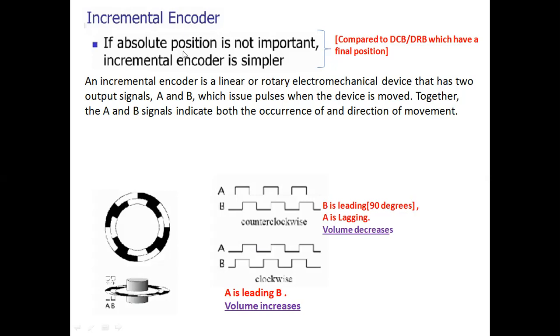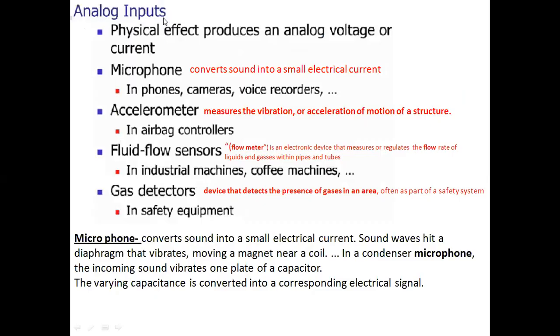So you can explain these two figures for the incremental encoder. There we are interested not in the last position or the final position, but in the increase or decrease of some parameter like voltage or frequency. Till now we have seen the keypad, the knob, and the incremental encoder. Next we'll see some analog inputs as well.